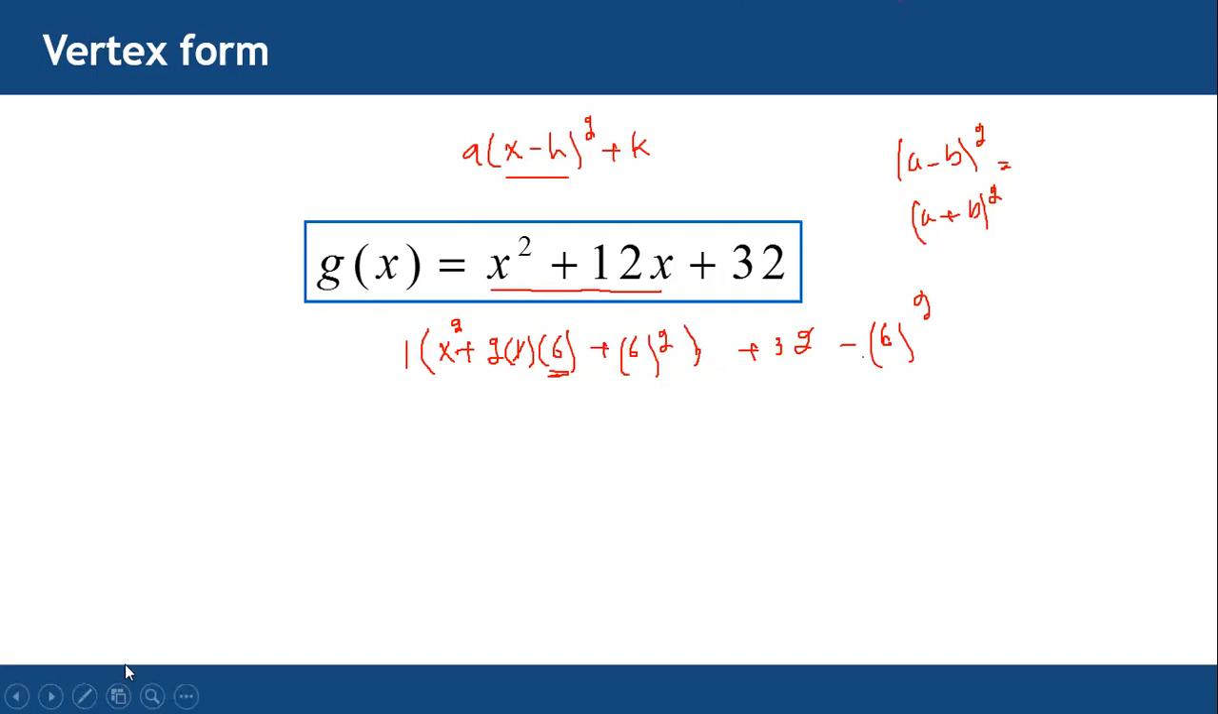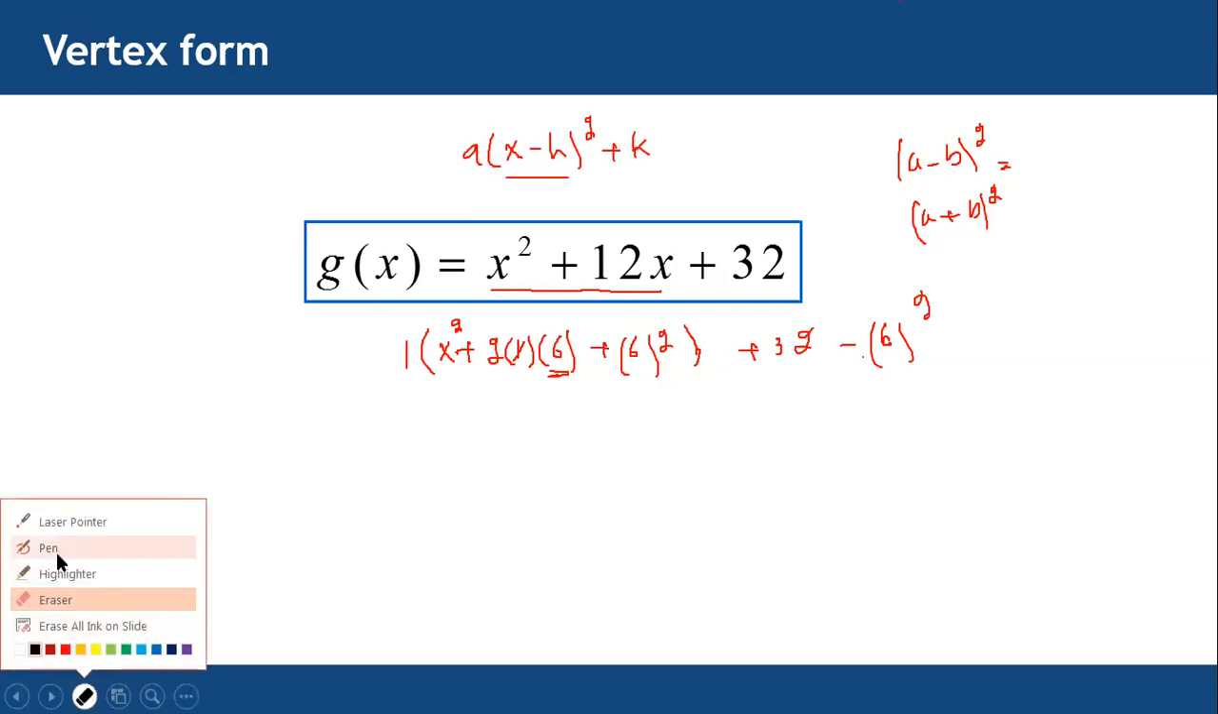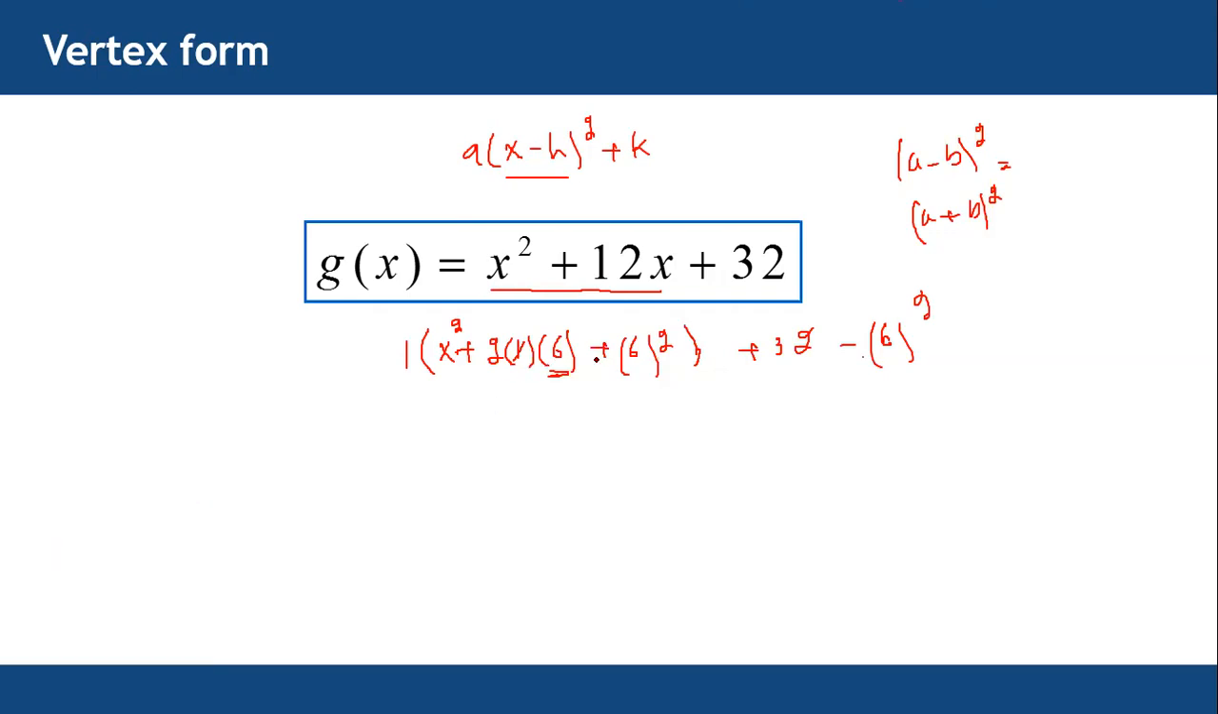Now this formula is complete. We have x square plus 12x plus 6 square. This means that we have x plus 6 whole square, completing the square. What we have outside is actually 32 plus 32 minus 36, equal to what? Minus 4. So can we write it like this, x plus 6?